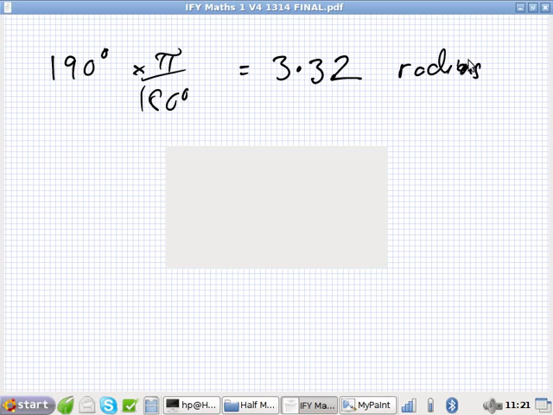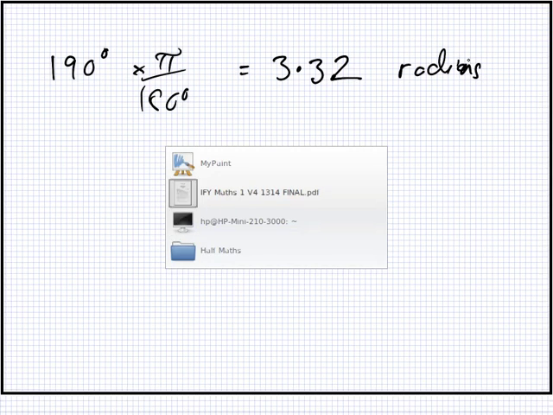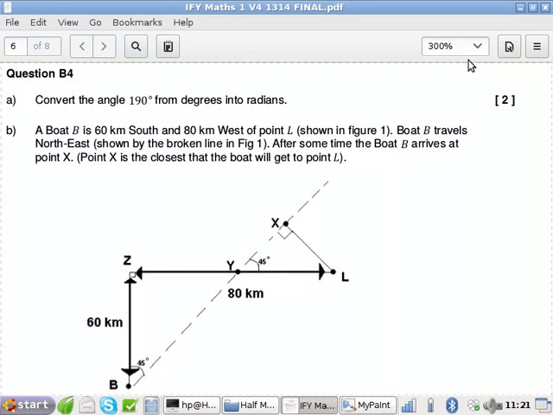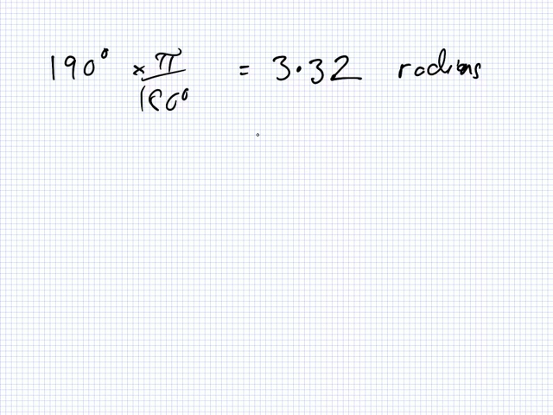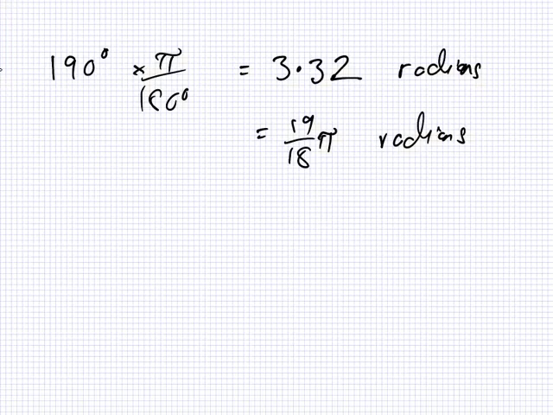You don't want it with the pi. No, I think that's fine if you leave it with the pi. Some people wrote 19 over 18 pi radians, which is fine. Okay, so that's part A.